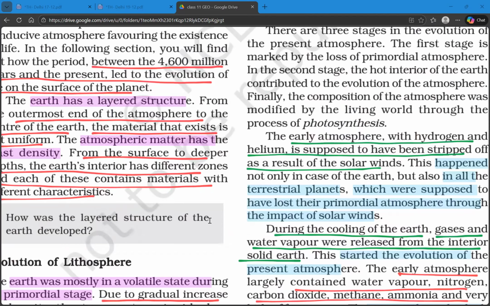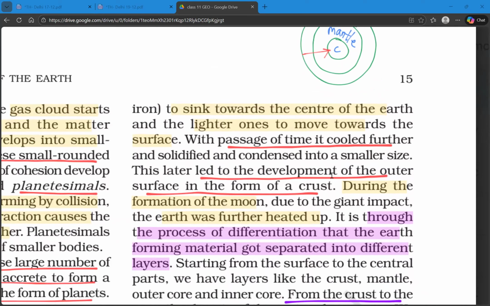So if you see the structure of the Earth here, the crust is the topmost layer and core is the innermost layer. From this we can say that as we move from the surface to the center of the Earth, the density increases. So the crust has less density compared to the core. With passage of time, it cooled further, solidified and condensed into a smaller size. This later led to the development of the outer surface in the form of a crust.